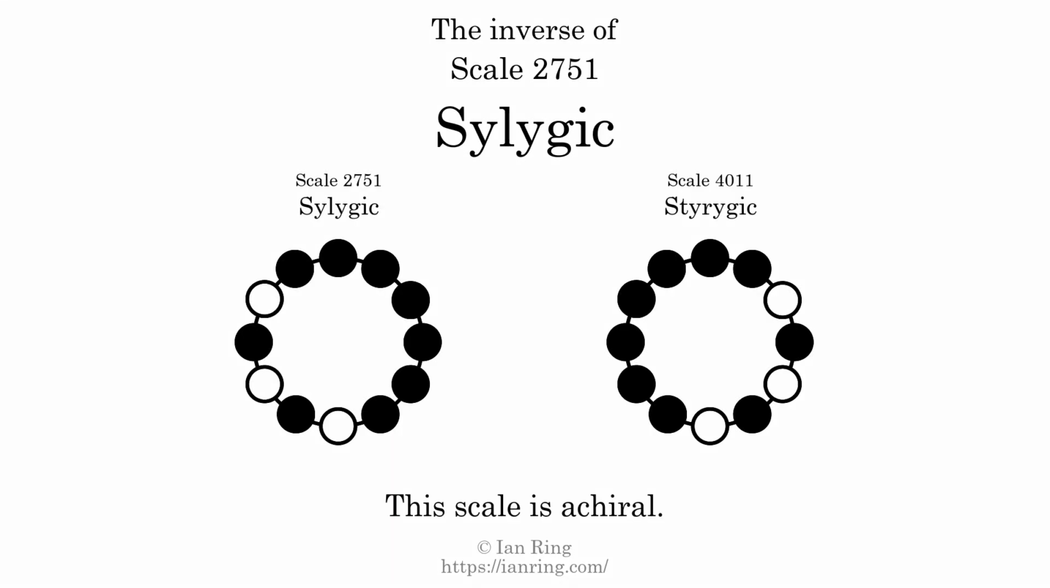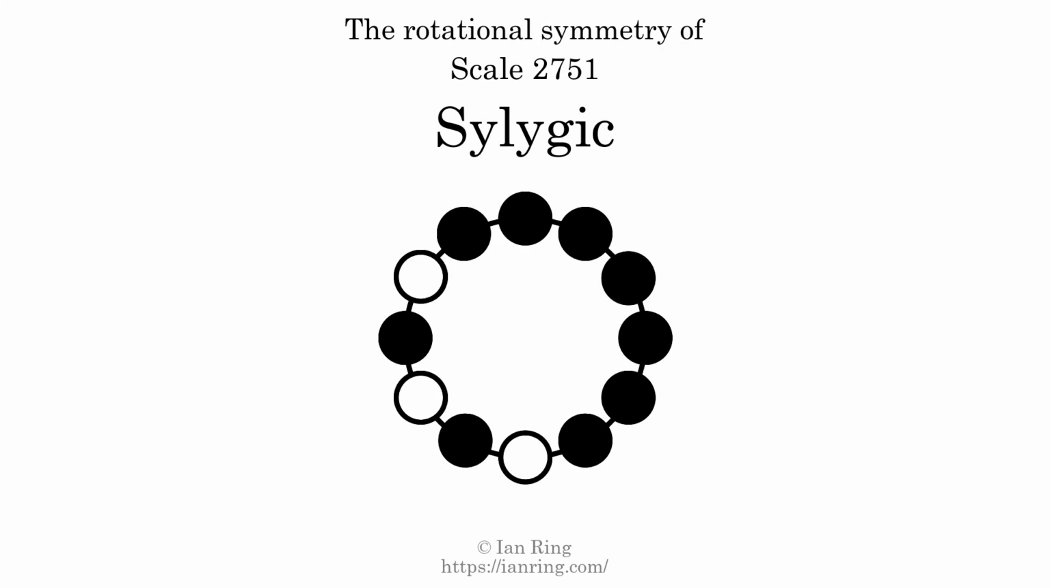The inverse of a scale is a mirror image. It is what you get when the sequence of intervals is reversed. The inverse of this scale is scale 4011, also known as Sylygic. This scale is achiral, since it can transform into its own reflection by a rotational transformation. This scale has no rotational symmetry.